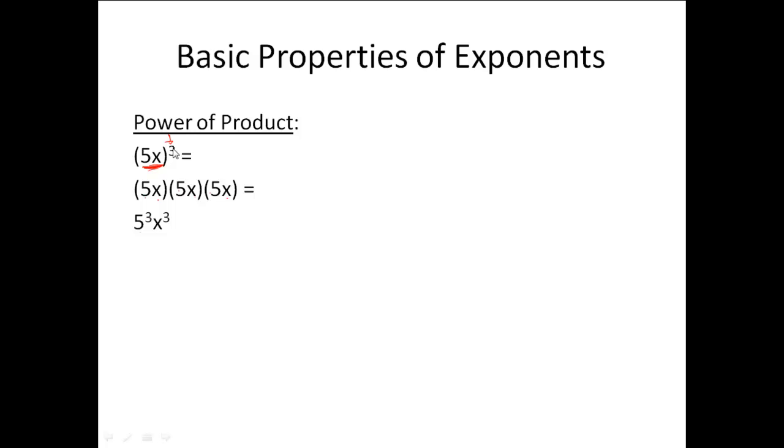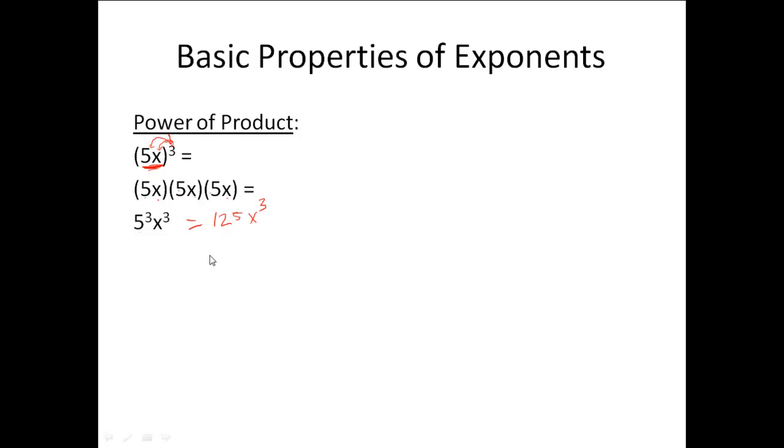Well, if you look back at our original problem, it's almost like the distributive property. Each piece inside the parentheses gets the exponent. So the 5 gets the exponent and the x gets the exponent. If we were asked to simplify this all the way out, we would have to multiply out the 5 to the third, which is 125, x to the third.